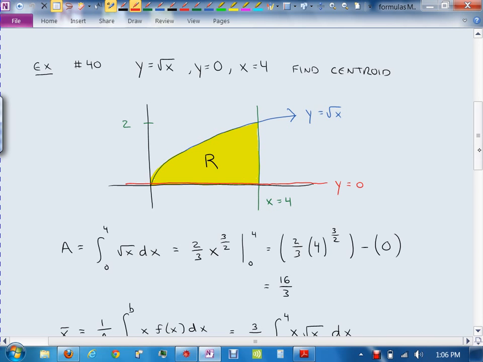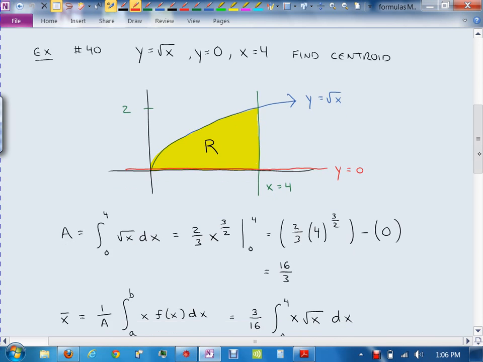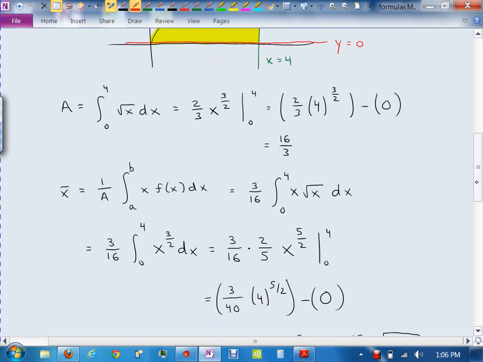All right? Once I do that, I'm ready to compute x bar. X bar is 1 over the area. 1 over 16/3 is the same as 3/16, times the integral from 0 to 4 of x times the function. So instead of having just root x, it's x root x. And then I multiply these two together, I get x to the 3/2, and then I go through the antiderivative again. Is this clear on what I'm doing or not?